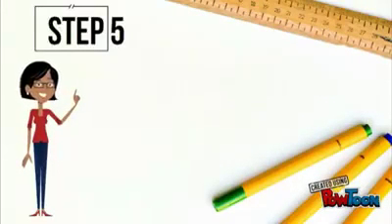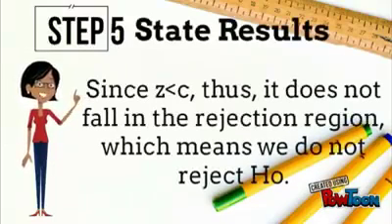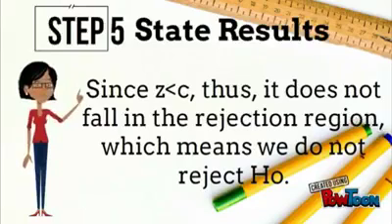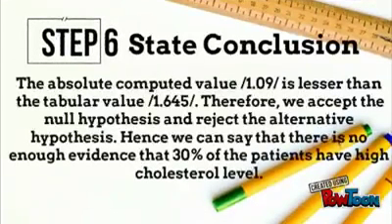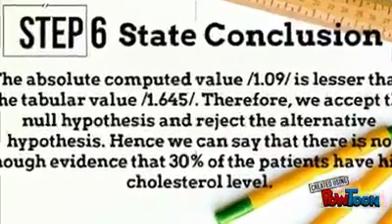Step 5. State results. Since z is less than the critical value, it does not fall in the rejection region, which means we do not reject the null hypothesis. Step 6. State conclusion. The absolute computed value 1.09 is less than the tabular value 1.645. Therefore, we accept the null hypothesis and reject the alternative hypothesis. Hence, we can say that there is not enough evidence against 30%.